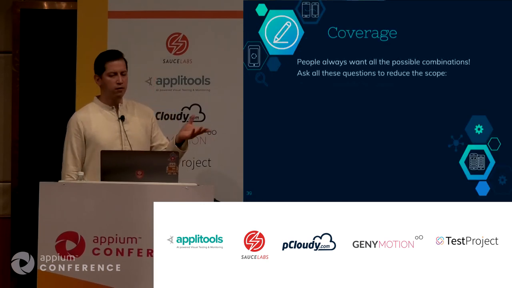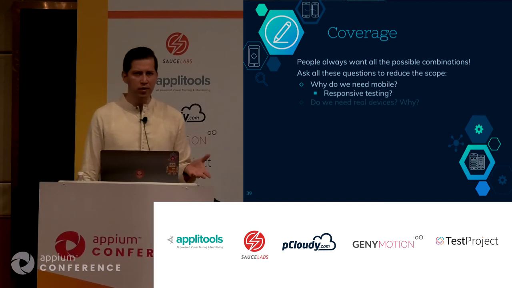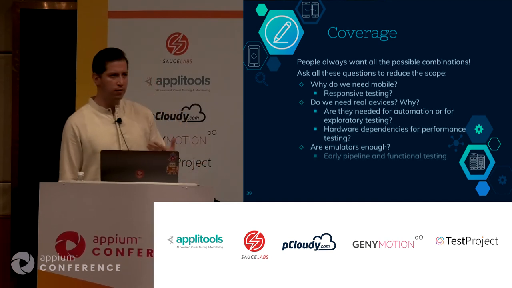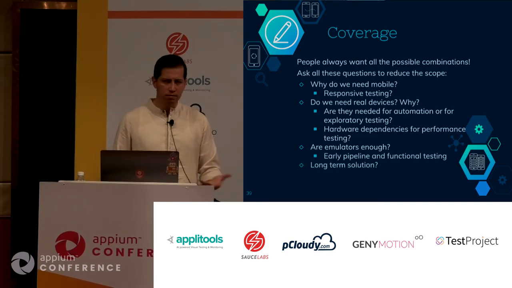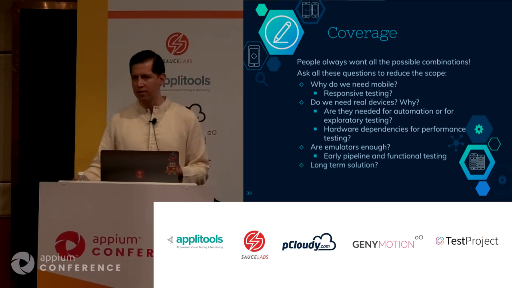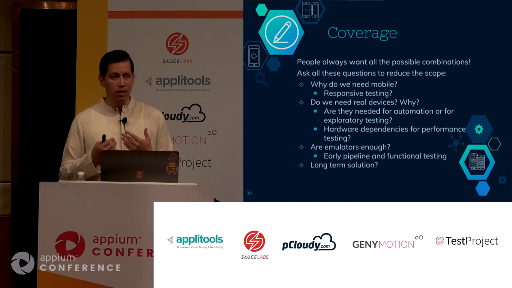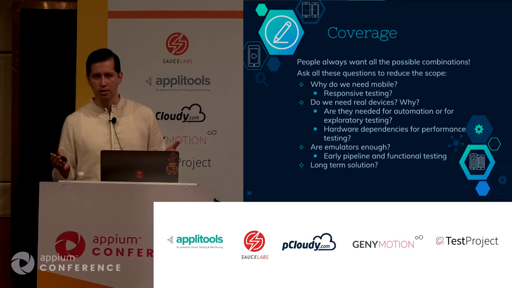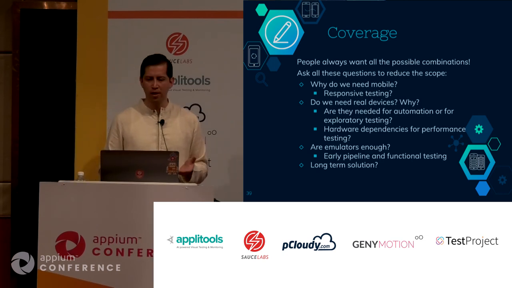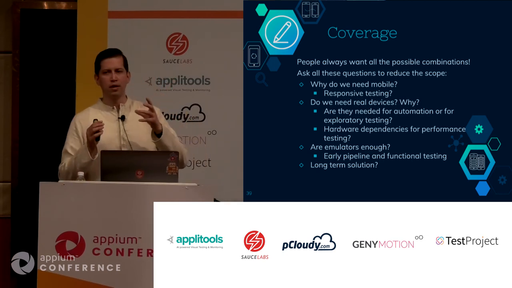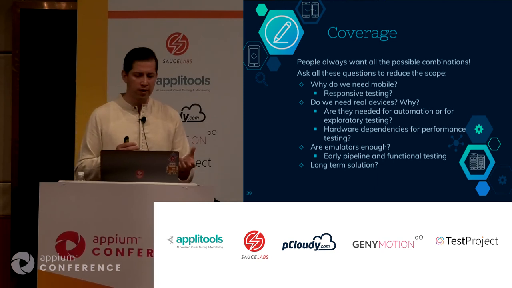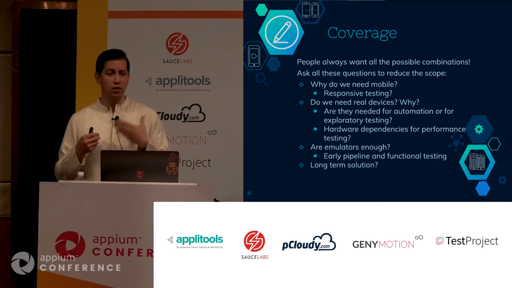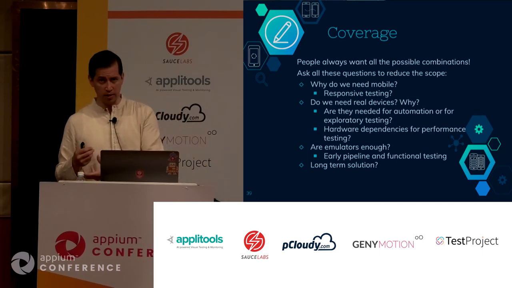So the first thing is the coverage. Always ask, why do we need mobile? So question the people who are asking for mobile, because if you ask anyone, what browser versions do you want? What devices do you want? They will tell us, I need everything because I need to be sure that it works in all combinations. And that is not a good answer, because then we should ask them, do you need to do responsive testing? Why do you need real devices? Do you want them for just automation, or do you want to do exploratory testing?